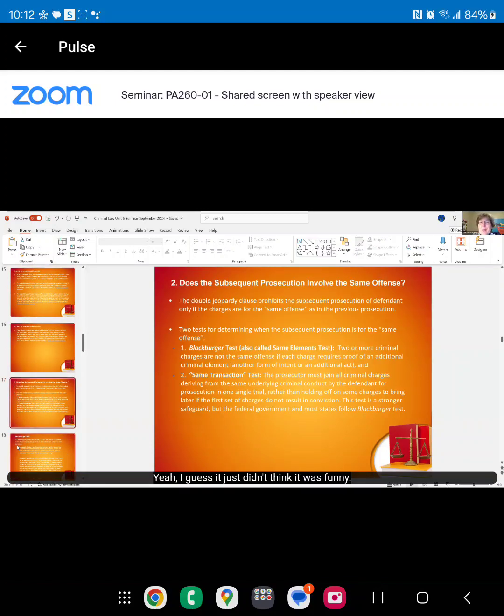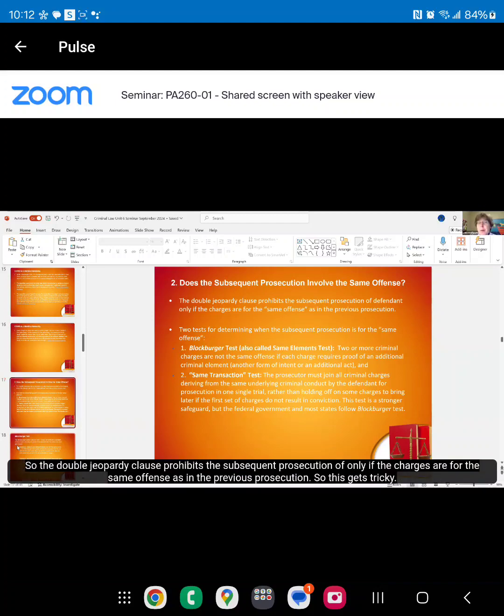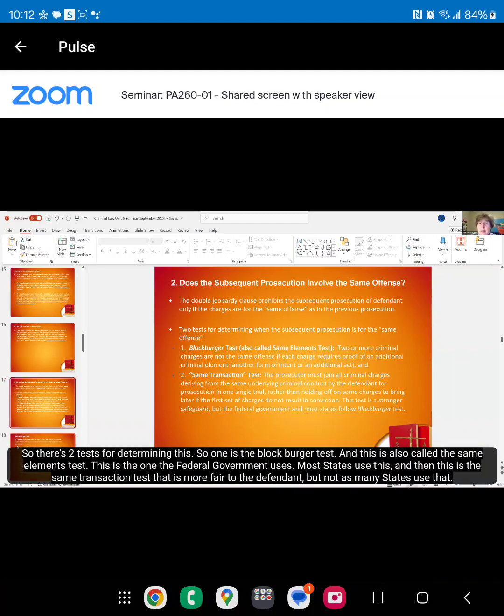So the second question, I should say, is does the subsequent prosecution involve the same offense? The double jeopardy clause prohibits the subsequent prosecution of the defendant only if the charges are for the same offense as in the previous prosecution. So this gets tricky. There are two tests for determining this. One is the Blockburger test, also called the same elements test. This is the one the federal government uses, and most states use it. Then there's the same transaction test that is more fair to the defendant, but not as many states use that.